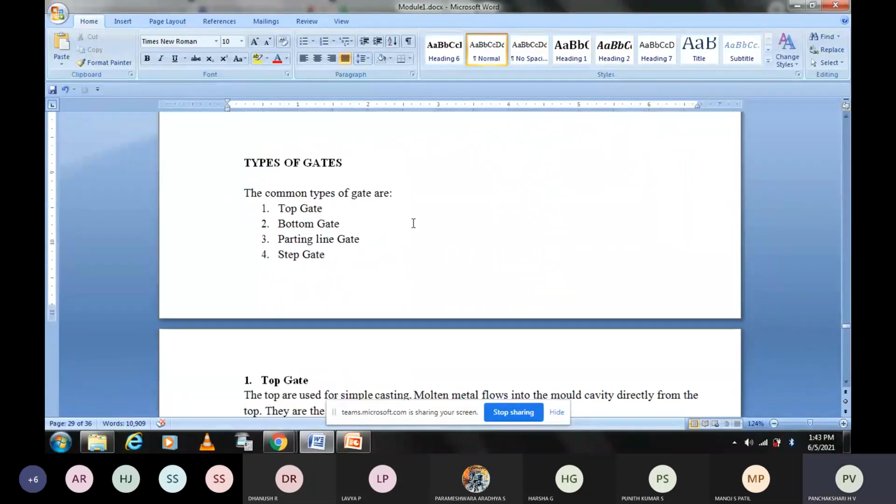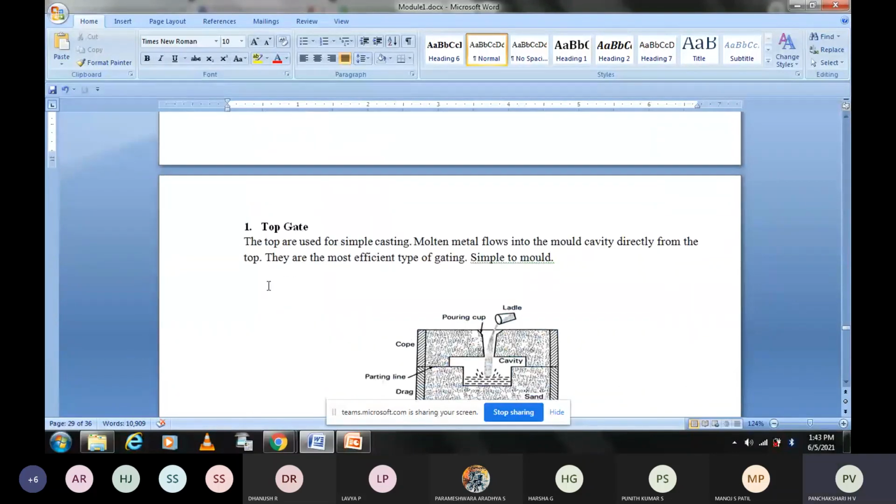Types of gates are there. We can place top gate, bottom gate, parting line gate, step gate, etc. Okay.